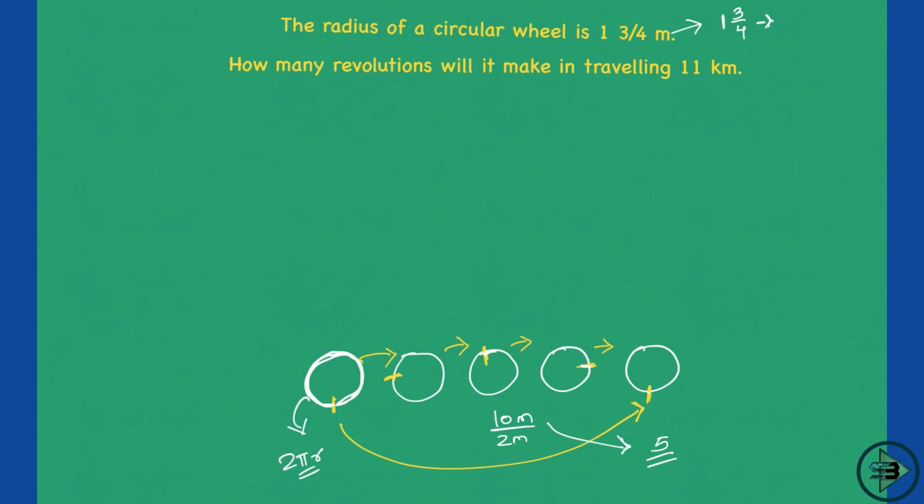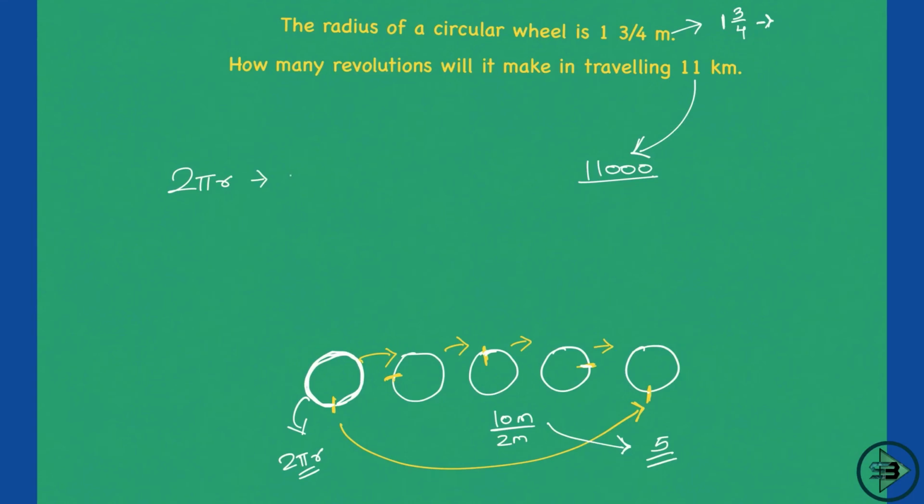So the distance here is given as 11 kilometers. If I convert this to meters, this will be 11,000 meters. That is the distance that will be traveled by this wheel. And in one revolution, how much distance will it travel? It will travel a distance equal to its circumference. And what will be the circumference? That will be equal to 2 pi r.